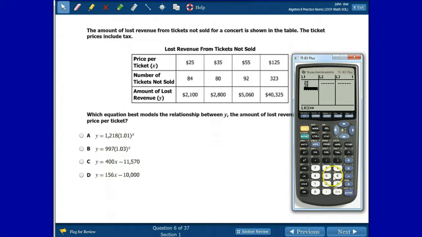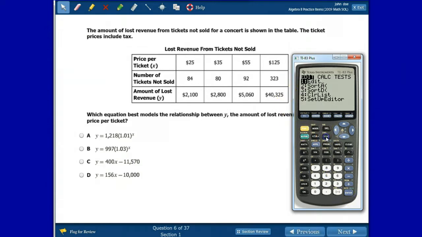Okay, let me put those in for us. 55, 125. Let's see, and then 2100. I have to figure out a way of speeding up the video so you're not sitting here watching me do this. Unless, of course, you're doing this along with me. 40, 3, 2, 5. Alright, so I got the data in.